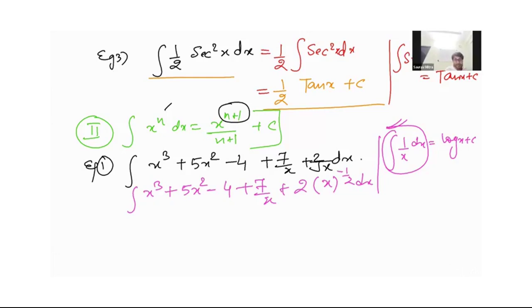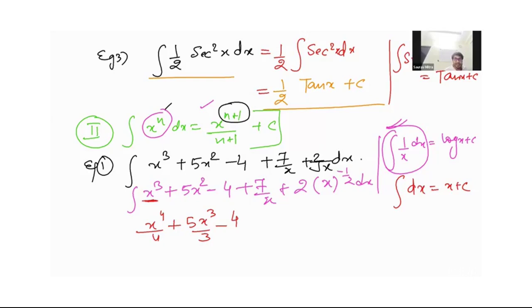Why are we doing this? Because we know the rule for x to the power n in the numerator. So we converted this power to the numerator so that we can apply this property. Now we can easily apply the rule here. Integration of x to the power 3 will be x to the power 4 by 4, plus 5 x to the power 3 by 3, minus, here there is no power of x, so the integration of a constant function dx is only x plus c.